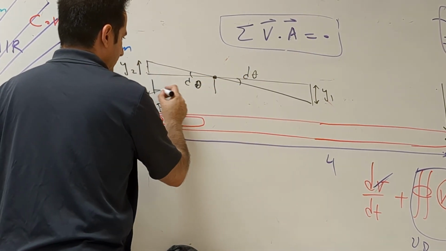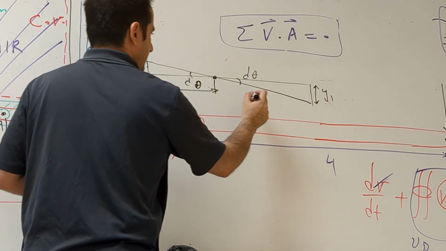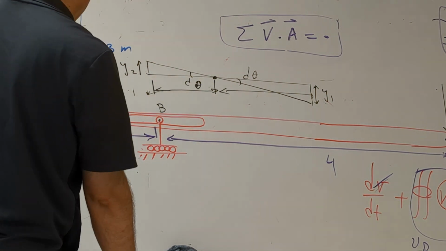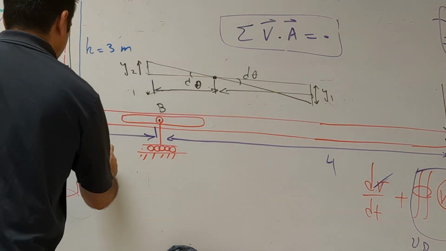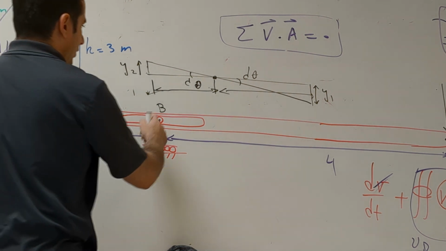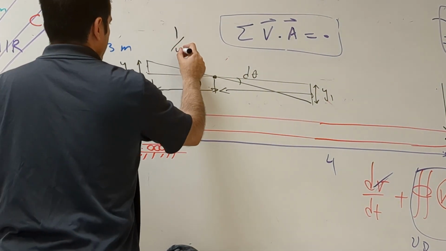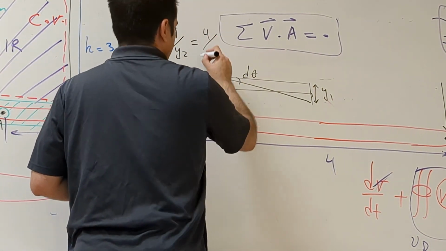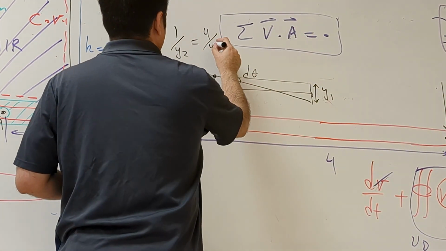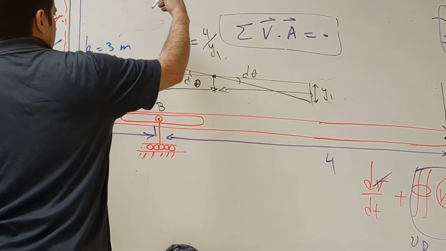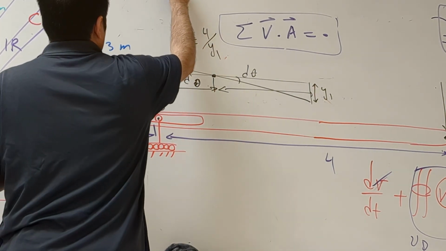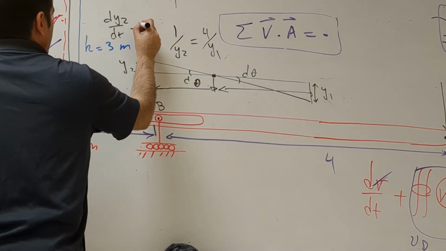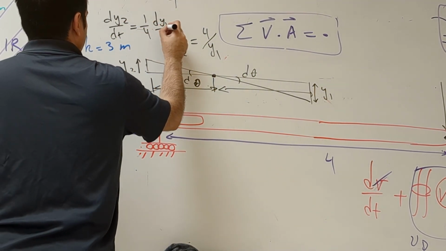So this distance from here by this, y2, whatever that distance is, what was that distance? That distance was 1, right? So 1 divided by y2 is equal to what? 4 divided by y1. So you have inverted, y2 is equal to y1 divided by 4. Take derivative. dy2 dt is equal to 1/4 dy1 dt.